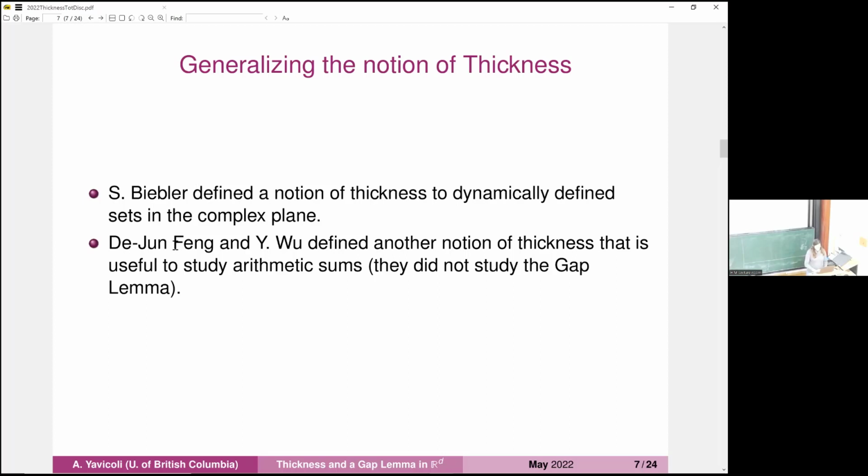And Feng and Wu defined another notion of thickness that is useful to study some sets. They were trying to see how many times you have to add E plus E plus E plus E in order to see that the interior of that set is not empty, depending on the thickness.